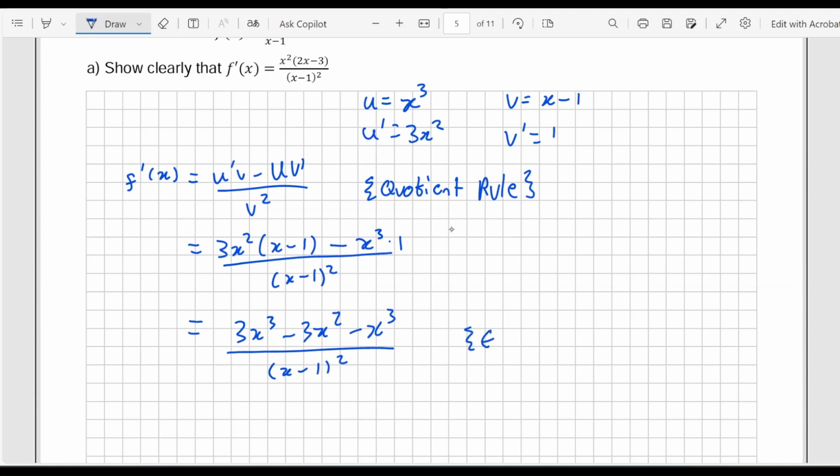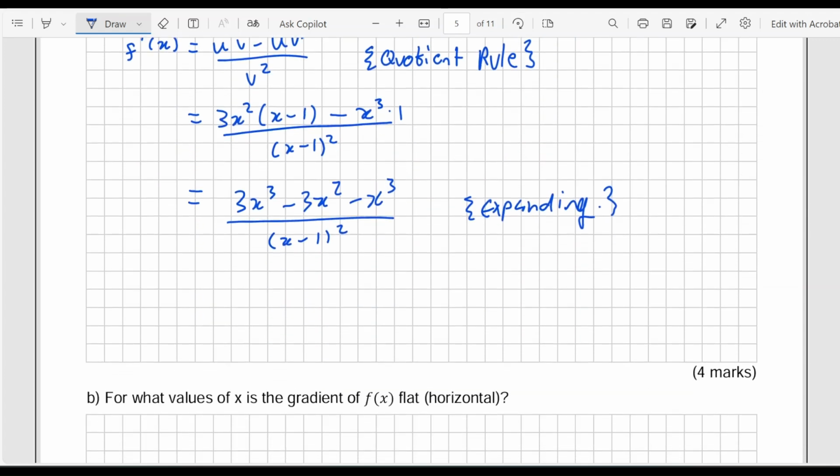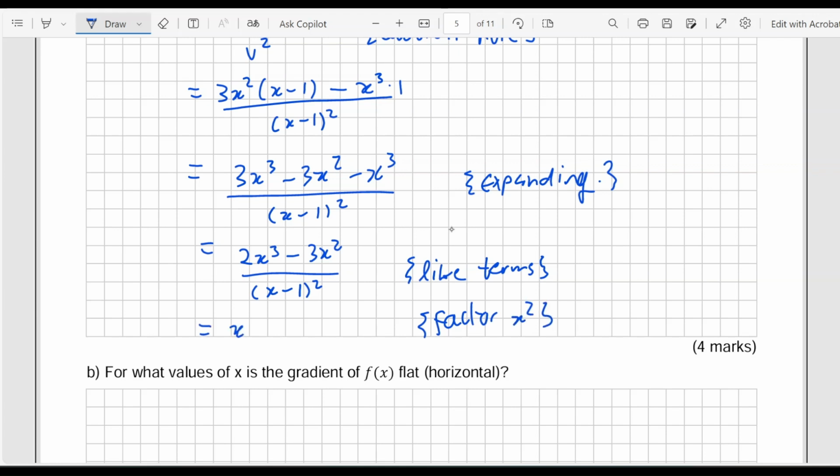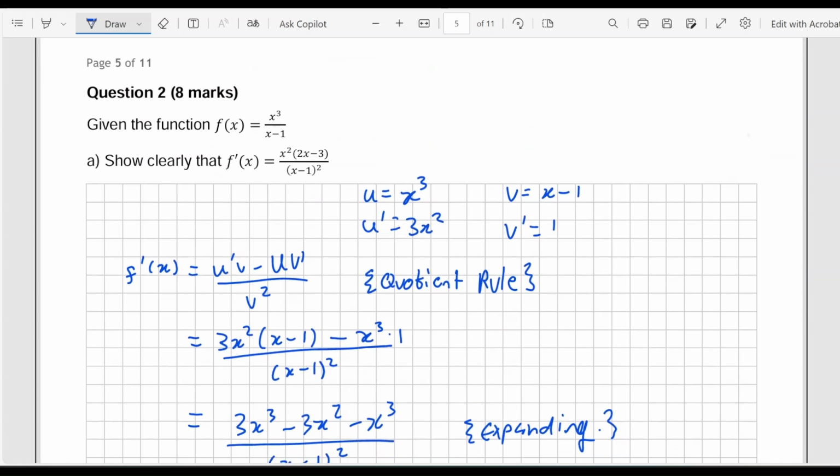This is going to be 3x cubed, take 3x squared, take x cubed. And this is going to be expanding. And then you can collect like terms. So 3x cubed take x cubed is 2x cubed. And then what we'd like to do is factor x squared. So x squared comes out as a common factor. We're left with 2x take 3 on the top, and we're left with x take 1 squared on the bottom. All right, that's what we wanted.